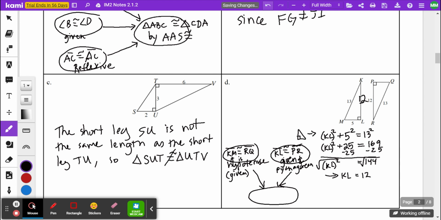to let me say triangles KLM and triangle RPQ are in fact congruent by hypotenuse leg congruence. And I realized this would have been easier to see if I had drawn this a little bit higher, but that's hindsight.